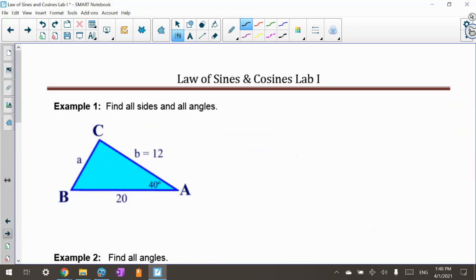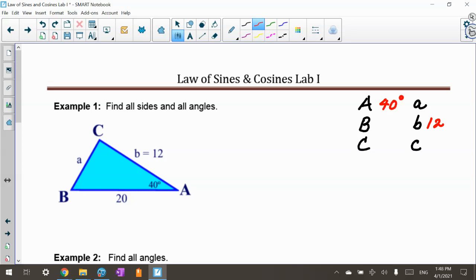Okay, so I'm going to skip what I already talked about. So here's our first one. Now I want you to notice what they gave us. They want me to find all the sides and all the angles. So I always stack and rack that. I have to find angle A, angle B, angle C, side A, side B, side C. And then I always look and see what they gave us. Well, they told me B was 12, so I'm going to put it there. They told me angle A was 40 degrees, so I'm going to put that there.